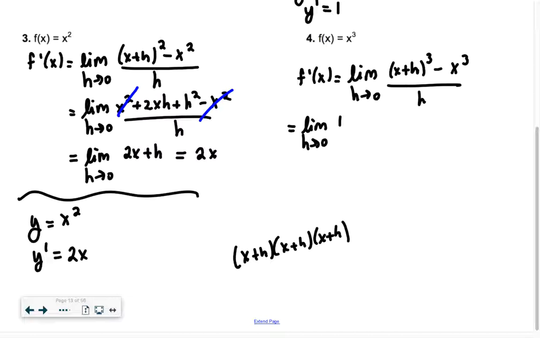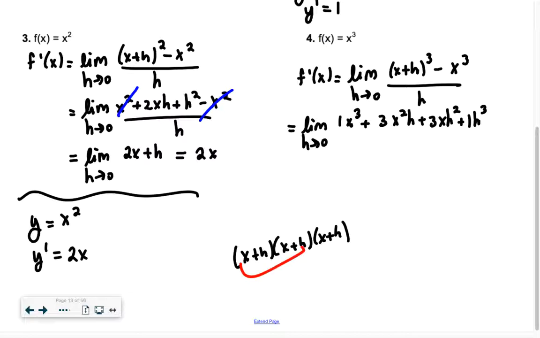It would be like 1, 3, 3, 1. And our x cubes would go down. So it starts out with x cubed. And then I would do x squared. And then x. And then my h's go up. So no h's, 1h, 2h, 3h. That's how you can expand that without multiplying it all out.